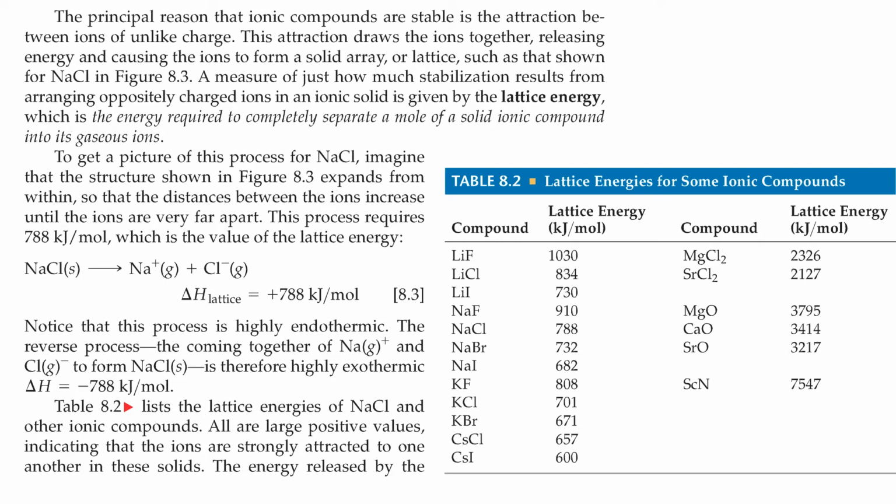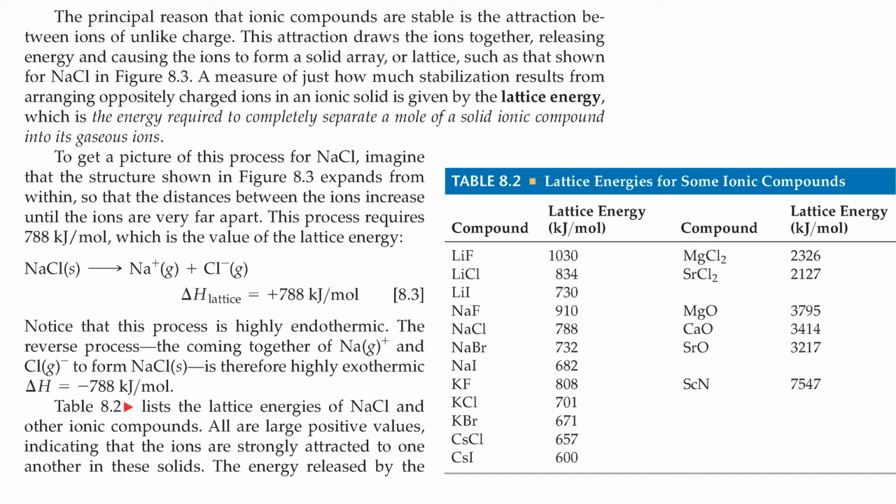Notice that this process is highly endothermic. The reverse process, the coming together of sodium and chlorine to form sodium chloride, is therefore highly exothermic. The delta H is negative 788 kilojoules per mole. Table 8.2 lists the lattice energies of sodium chloride and other ionic compounds.